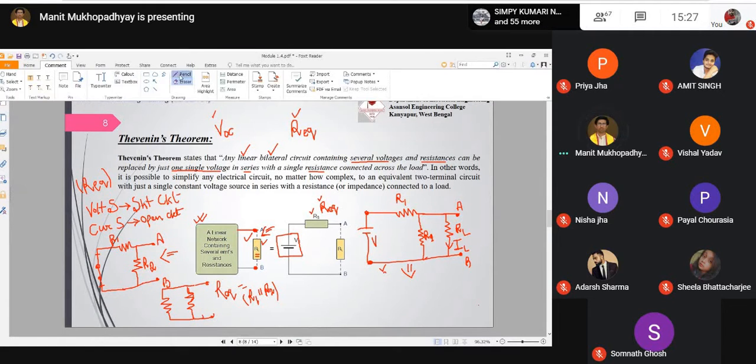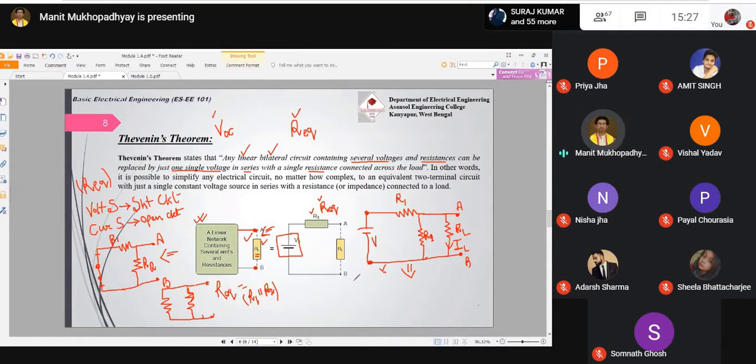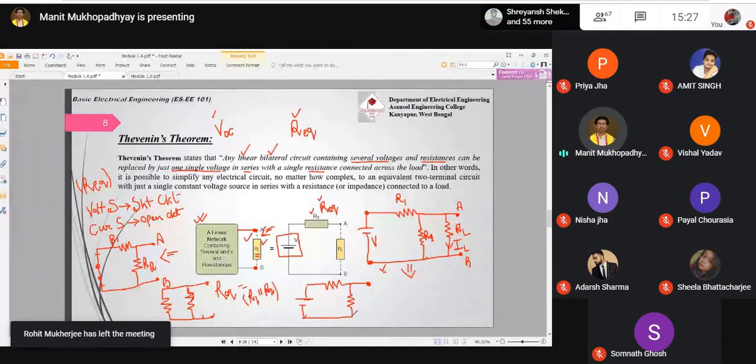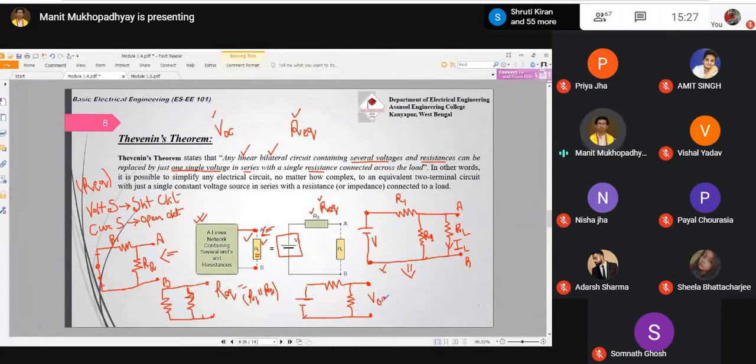Okay, clear? Now calculate the voltage. So this is your V, this is your R1, this is your R2. And what is our load side? This one is our load. So we need to calculate the voltage. This one is open circuit. So what is the voltage across this point A, B?